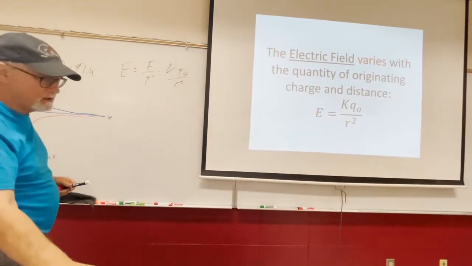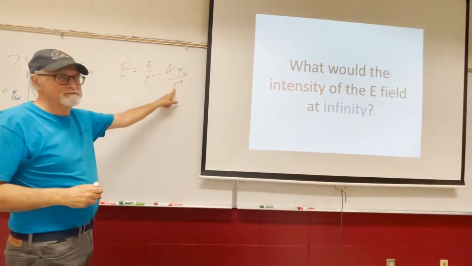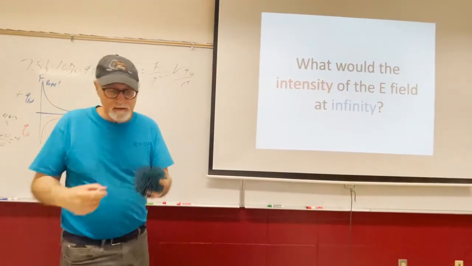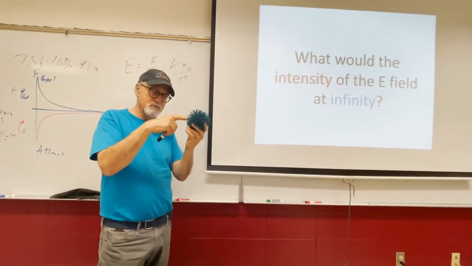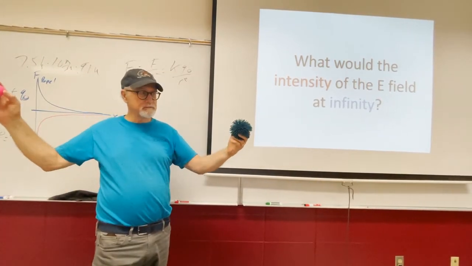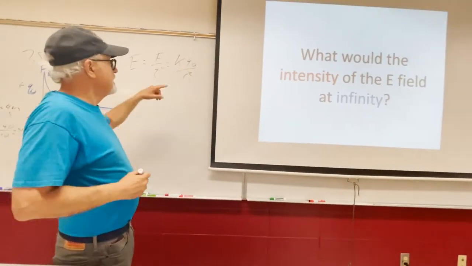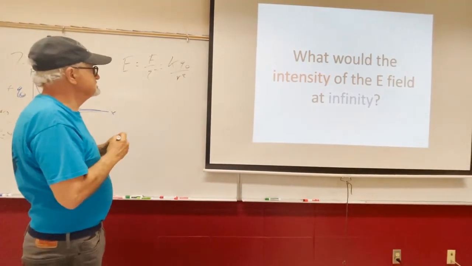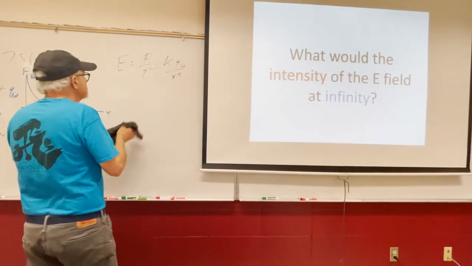All right, so what would the intensity of the electric field be at infinity? Here we go with infinity again. Well, the intensity of the electric field, it's like the lines: the closer you are in, the closer the lines are, the more intense the field is. And what happens as you go out? The intensity decreases. Because it's R squared, as this goes to infinity, the electric field would go to zero. Yeah, that makes sense.